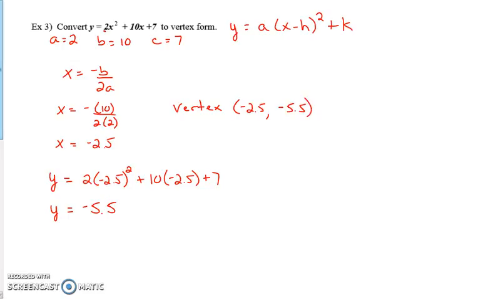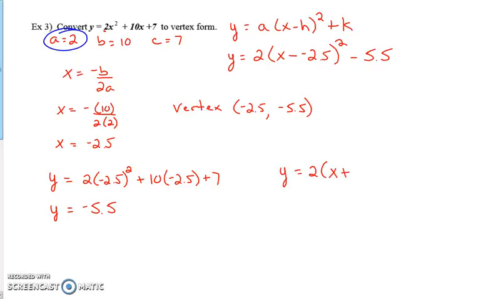And now, to find vertex form, all we need to do is substitute those values into vertex form. Y equals a, which I already know is 2, times (x minus, the x value of the vertex is -2.5), quantity squared, plus k, which is -5.5. And I'm just going to clean that up a little bit. Y equals 2 times (x plus 2.5), quantity squared, minus 5.5.